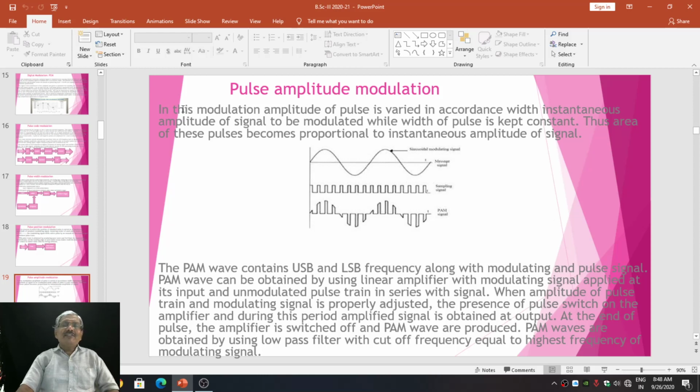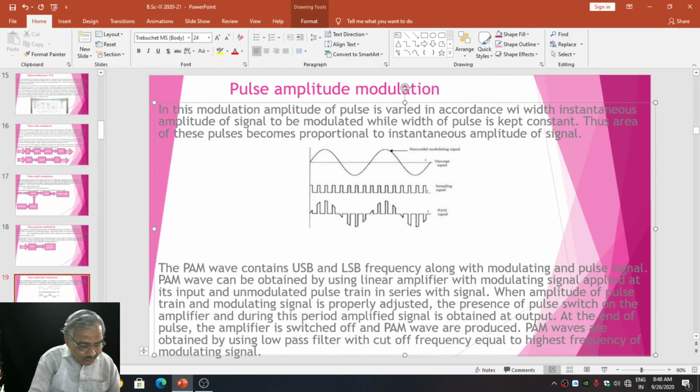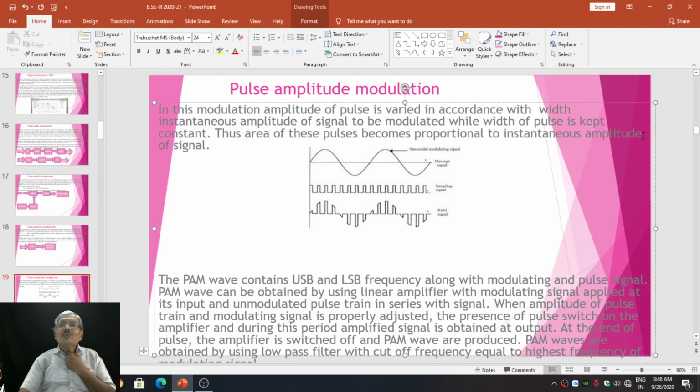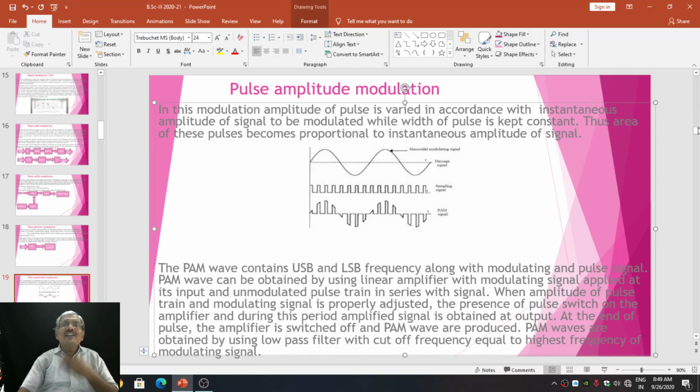That is, in pulse amplitude modulation, the amplitude of the pulse is varied in accordance with the instantaneous amplitude of the signal to be modulated, while the width of the pulse is kept constant.